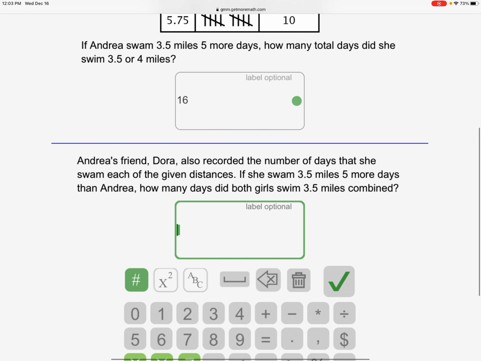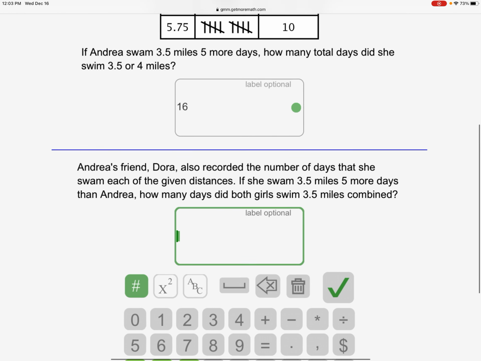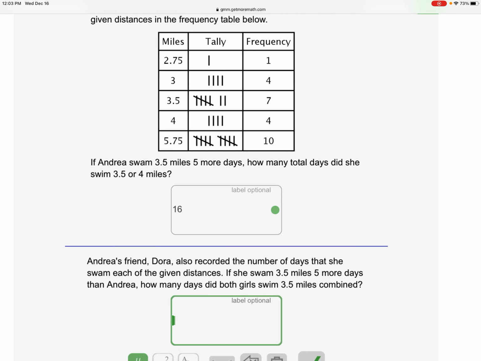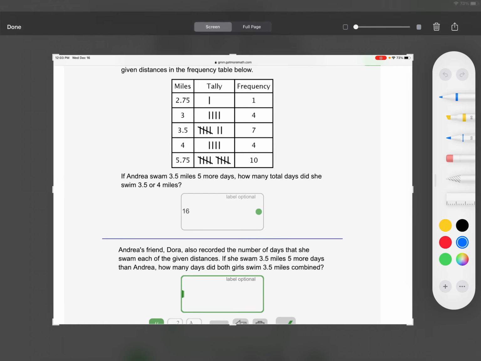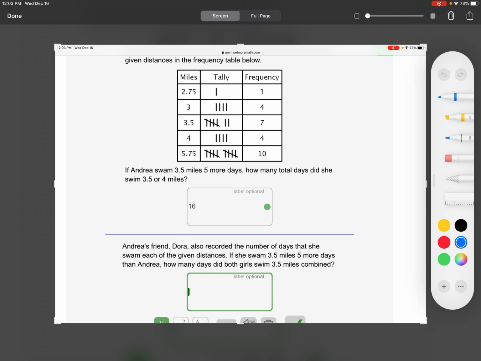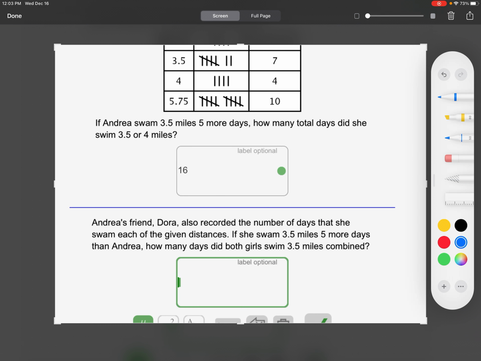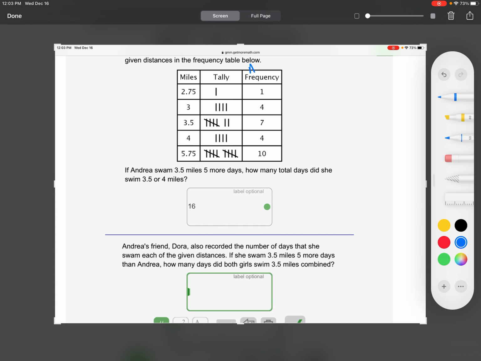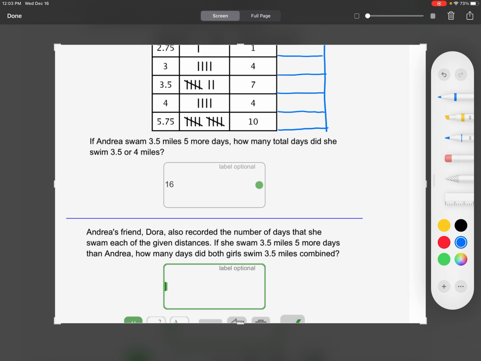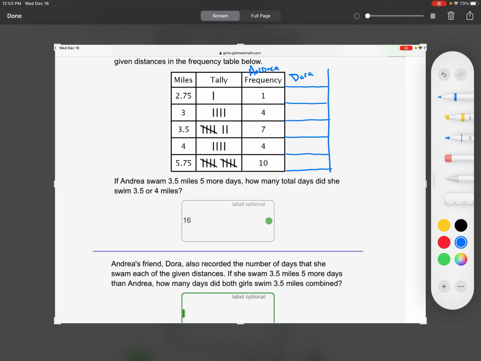All right, and now Andrea's friend Dora also recorded the number of days that she swam. Let's go ahead and do a screen grab of this one. I'm going to go ahead and label this. I'm going to say this is Andrea. And then I'm going to make a different one for Dora and make a new column, right? Now, I don't know that I'm going to need to fill all of these in, but for the sake of the example, I'm going to be ready to. Presumably she made a chart just like the one that's typed at the top.